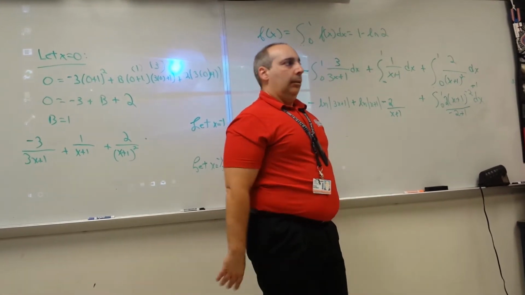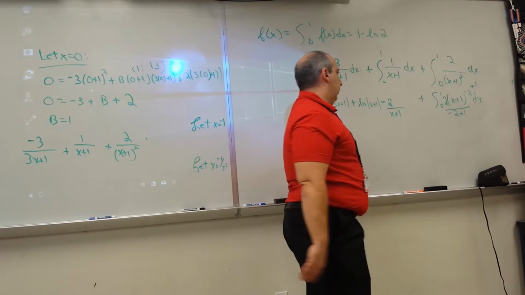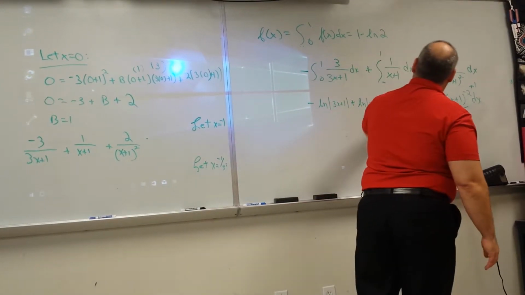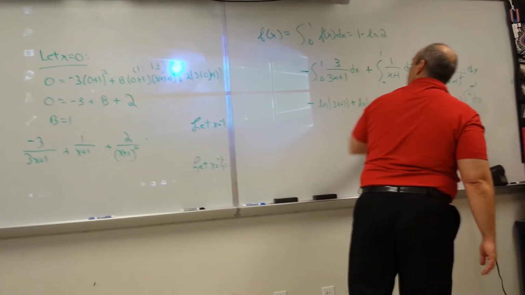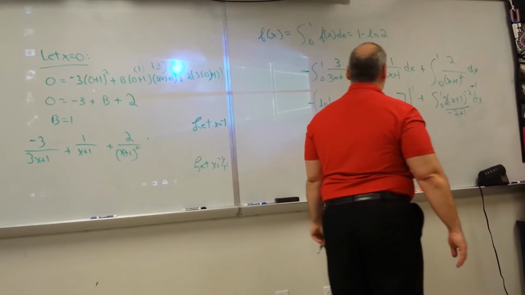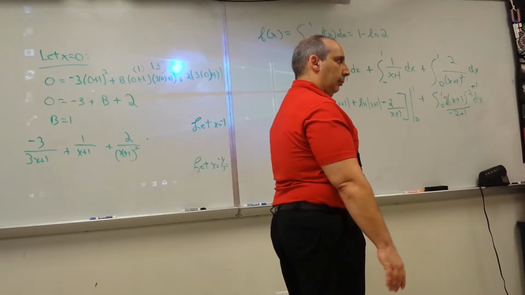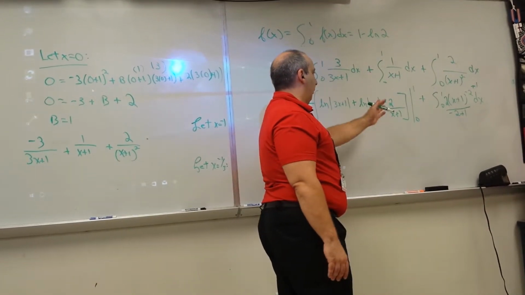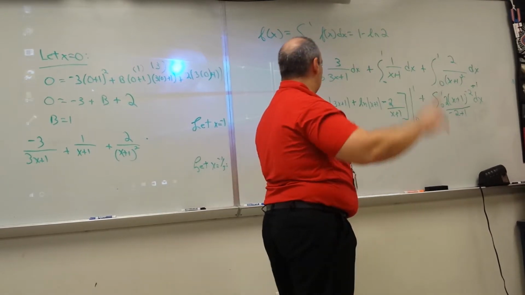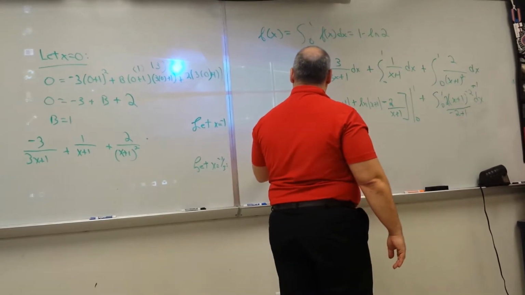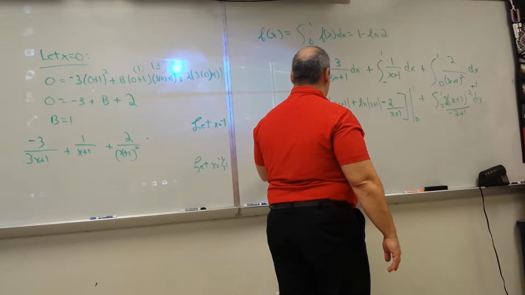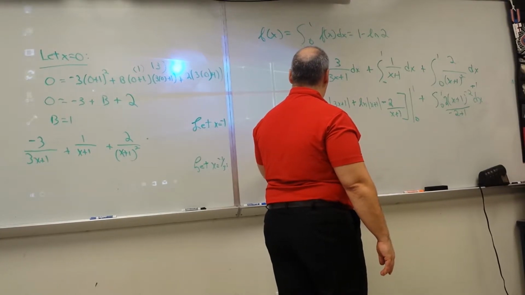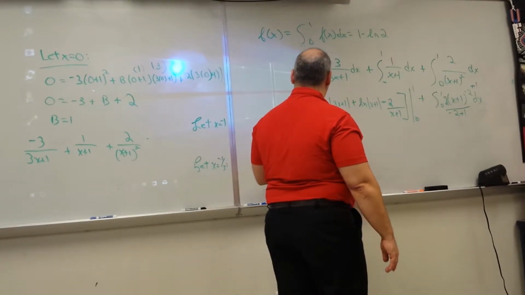Did we just get rid of all this stuff? Did we just substitute, and then the line, we're going to evaluate it from 1 to 0. That's a good way of putting it. Now, the biggest boo-boo everybody makes is forgetting to put the subtraction here. So here we go: natural log of 3 times 1 plus 1, plus 1, close parentheses. Don't forget your negative.